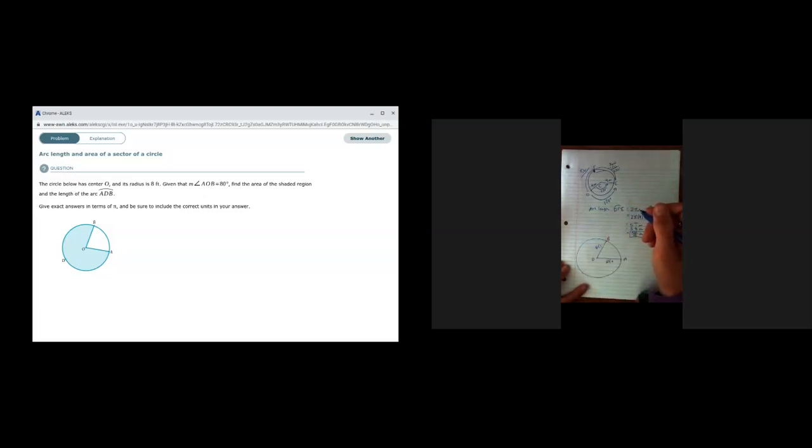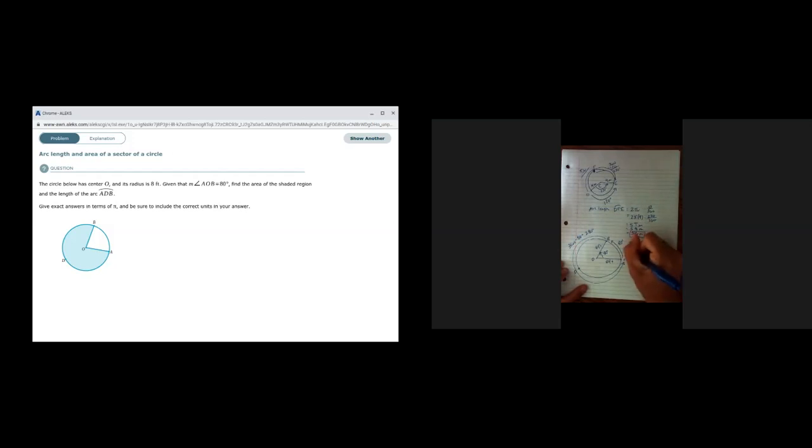The measure of angle AOB, this one right here, is 80 degrees, which means that the arc A to B is also 80 degrees, which means this arc on the outside, that's a D there, BDA, is 360 minus 80, which is 280 degrees. It says find the area of the shaded region and the length of arc ADB.